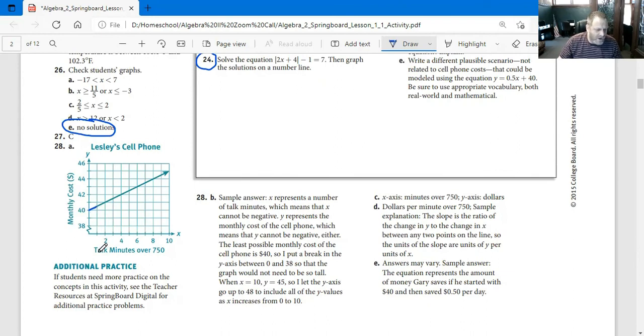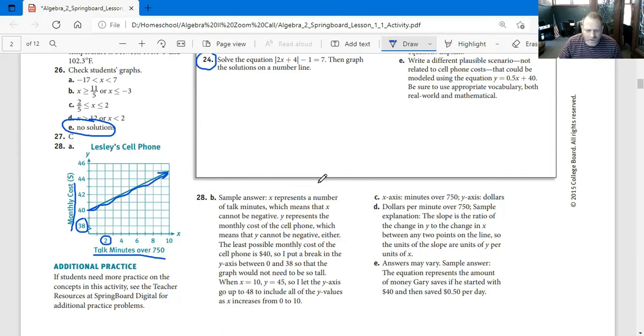So talk minutes over 750, monthly cost. At a monthly cost, it's going up. It's going up by 2s. So up by 2s in minutes, and up by 2s in monthly cost. All the way up in a linear line. Everybody remember the linear line, right? That's supposed to be linear, guys.